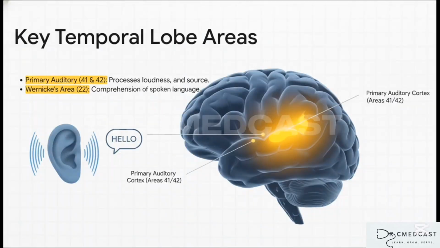So, the primary auditory area decodes the basic characteristics of sound: pitch, loudness, where it's coming from, but it's in Wernicke's area where those sounds are actually transformed into meaningful language. This is the difference between simply hearing a word and understanding what that word means. It's like the brain's own personal dictionary.